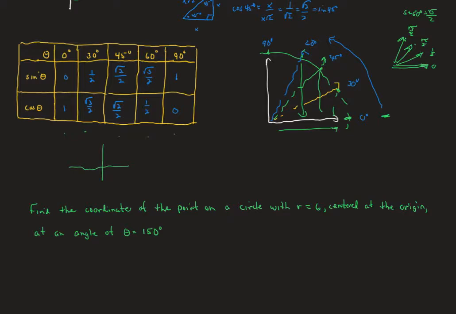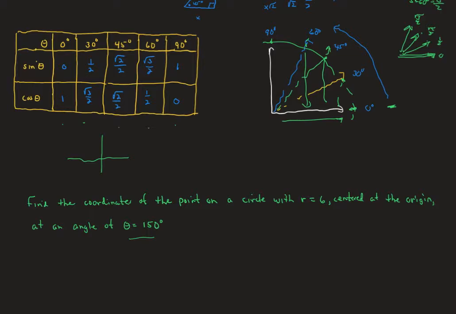And that's what I'm going to talk about in this one. So if we're trying to find the coordinates of a point on a circle with radius 6, centered at the origin, at an angle of theta equals 150 degrees. We have our circle with radius 6, and our angle is at 150 degrees. With our new definition, the cosine of theta is x over r, which means if we solve for x, it's r cosine theta. We know r is 6, and theta is 150 degrees.